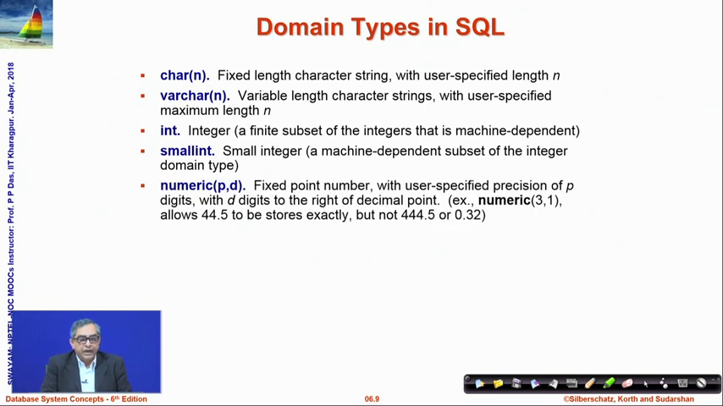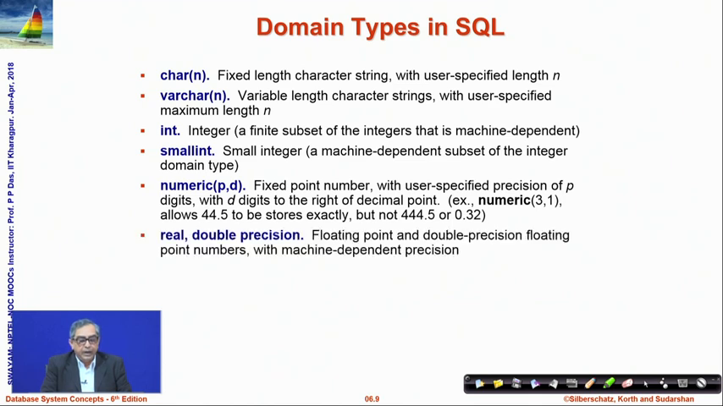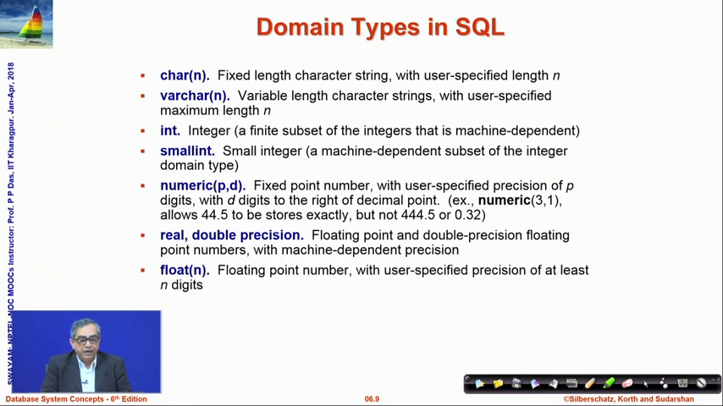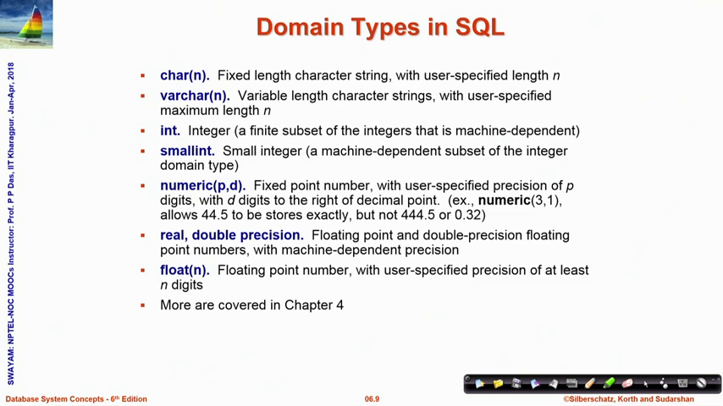Then there is a numeric type, which is often very important, which says what is the precision of the numbers that are to be stored in this format. So, D basically gives that precision value and P gives the size. Then you can have real and double precision numbers, floating point numbers and so on. And there are some more data types which we will discuss later in the course.